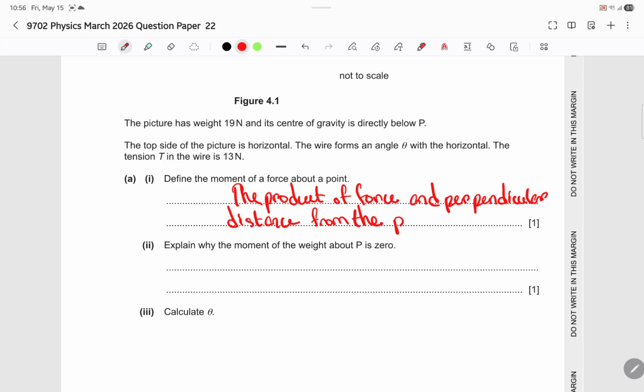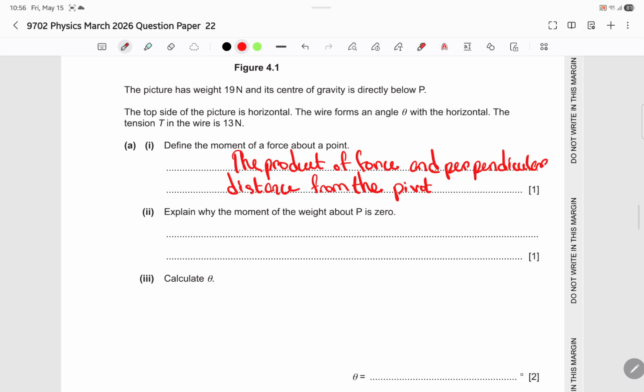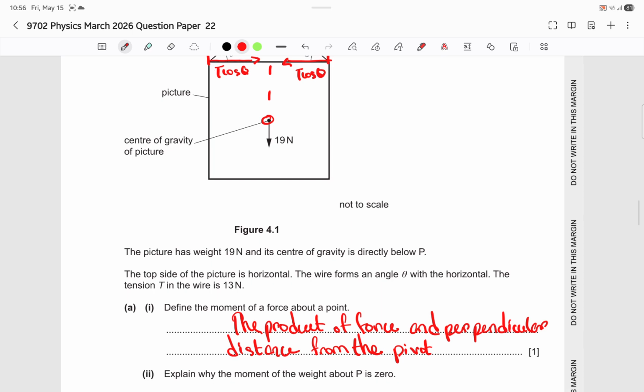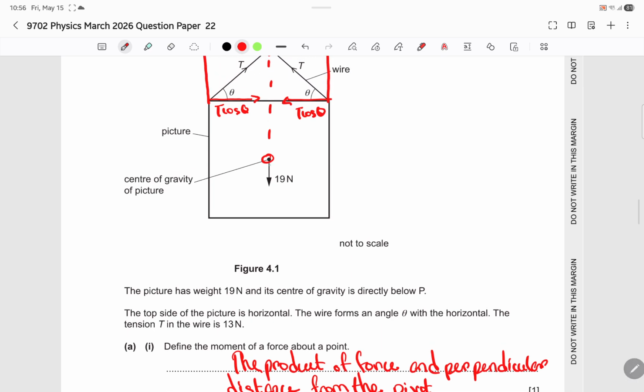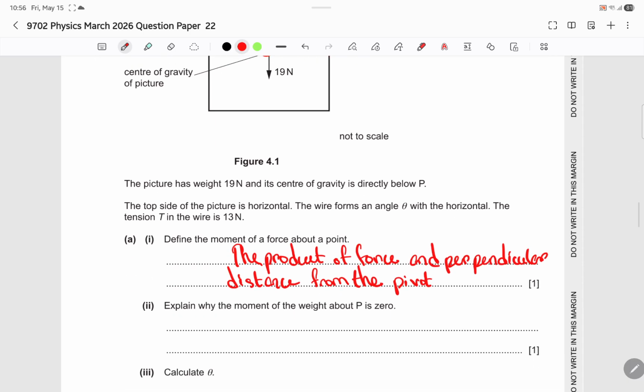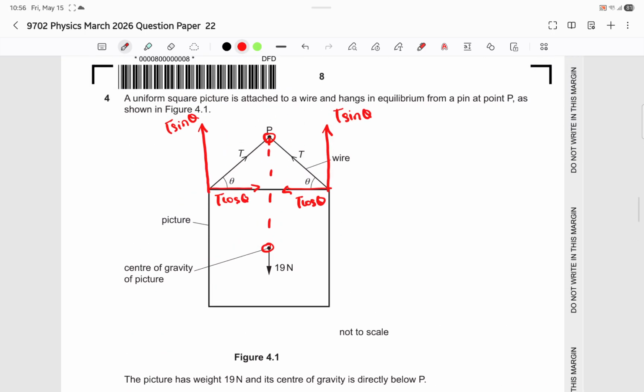You guys can write from a point as well, but I like to say it's a pivot. Now explain why the moment of the weight about P is 0. The reason it's 0 is because the center of gravity is directly below here. The weight is directly below P. Right, and where is the pivot? Pivot is at P. Basically, the weight is directly below the pivot.